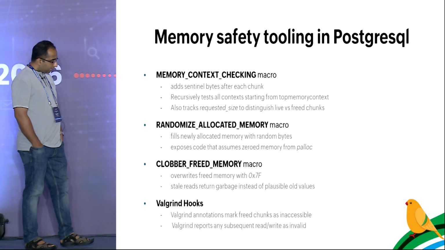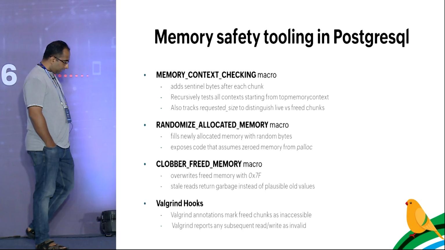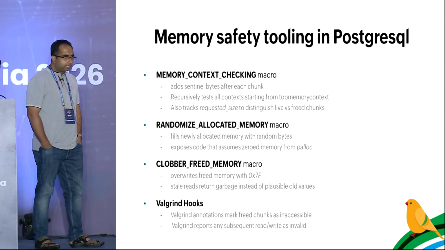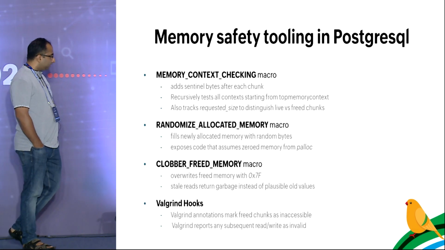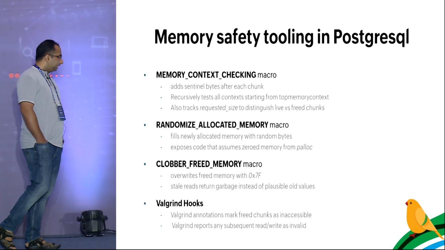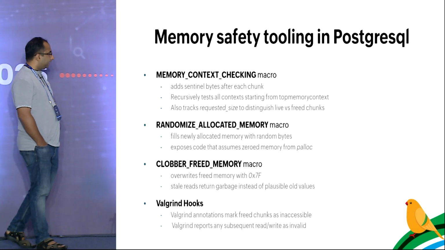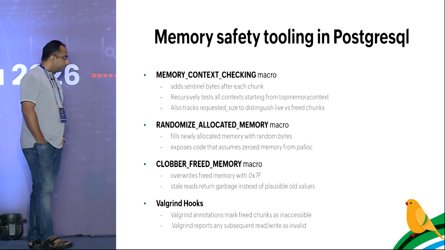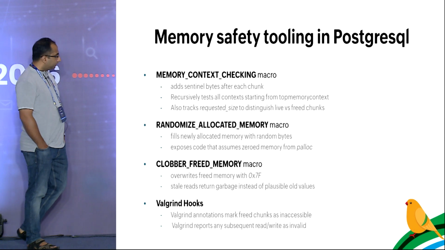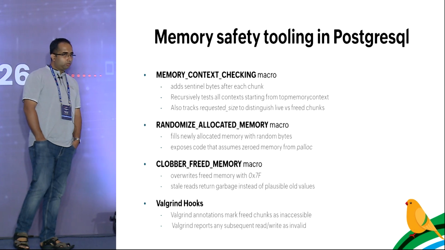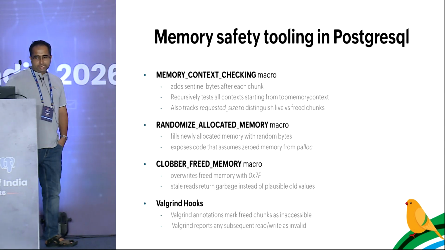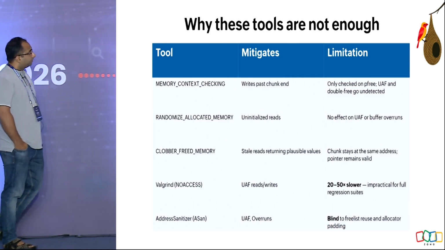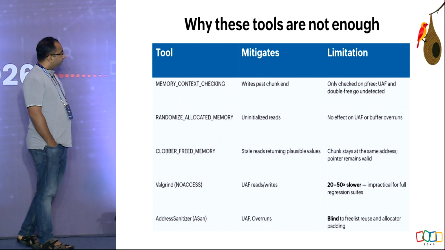The other thing that we have is Valgrind hooks. You can compile PG with Valgrind hooks and run PG on top of Valgrind. This will mark all your allocations, and it can help you figure out issues while it is getting run. Though the problem with Valgrind is it's extremely slow to run your regressions or any tests on it.